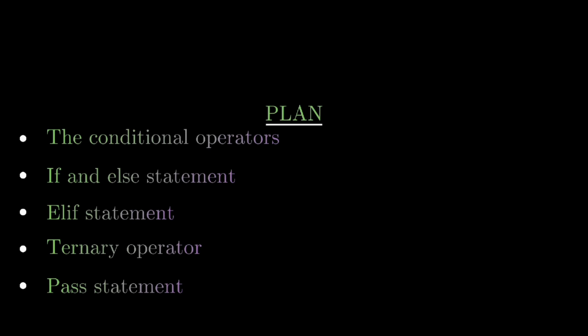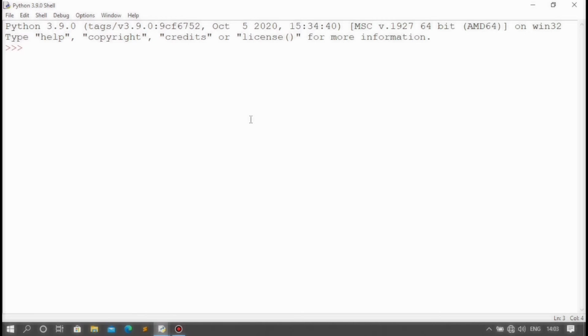So let's get started. Oftentimes in our life, we usually want to do something provided that something else is true. For example, we want to go out if mommy says yes, or if it rains, we want to go out with umbrella. So this is called decision making. And to make decision in Python, we use the conditional statement, which are the if, else, and the elif statements.